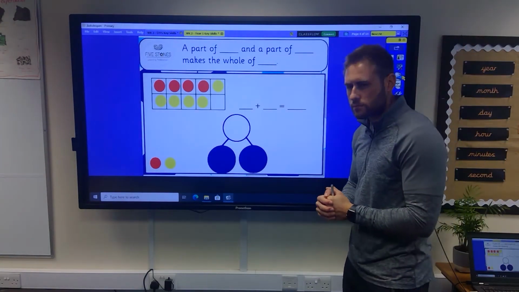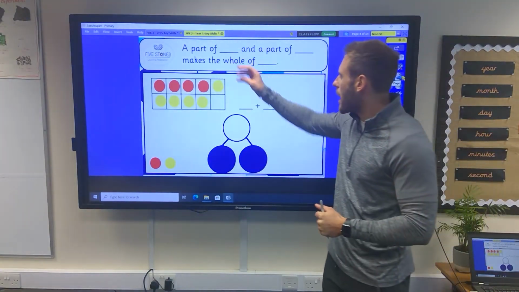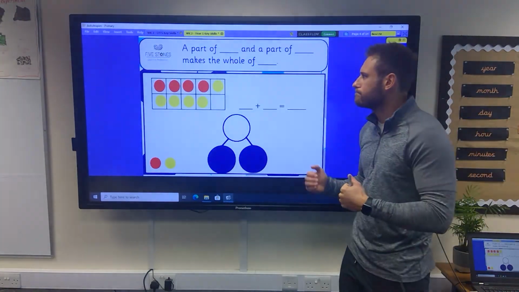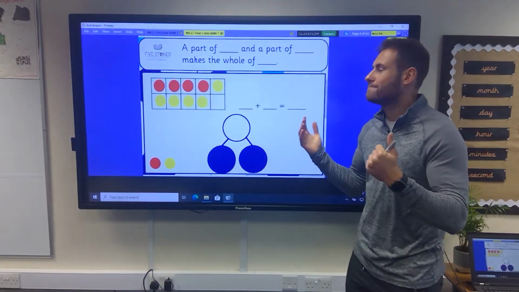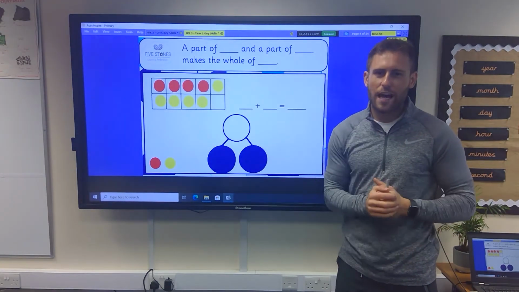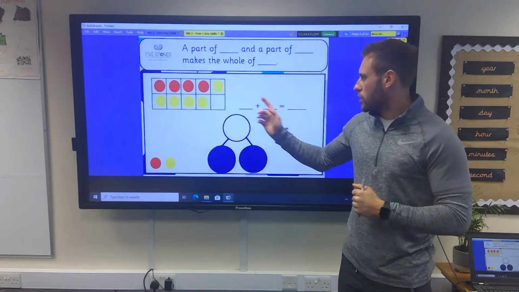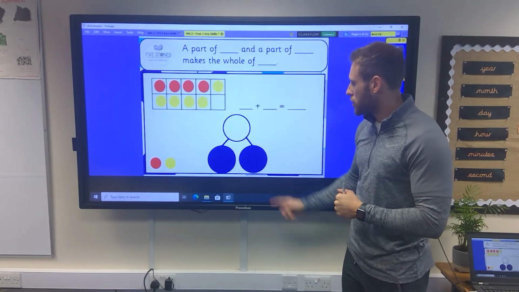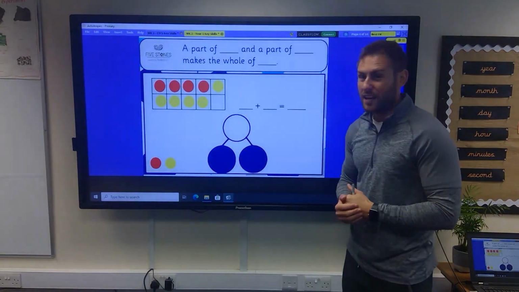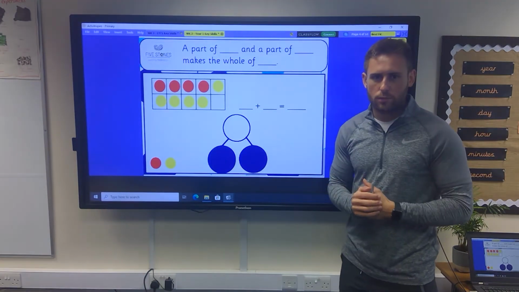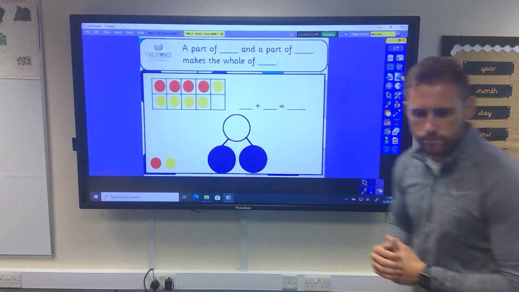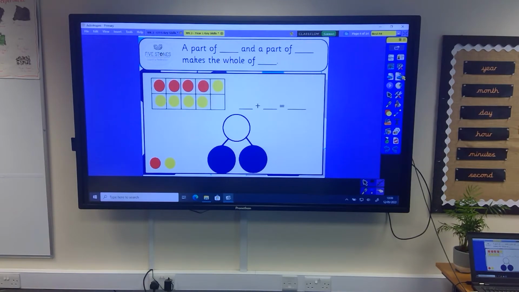Next, same sentence. A part of blank and a part of blank makes the whole of blank. Do you think you can help me out? What does the red part represent? What does the yellow part represent? Do it in your part whole model. Even see if you can finish your addition number sentence. Off you go. Pause the tape if you would like more time.